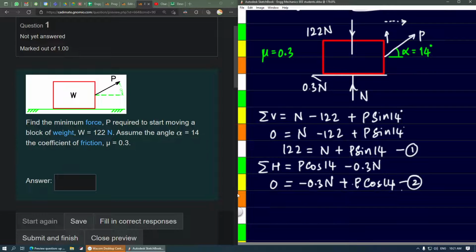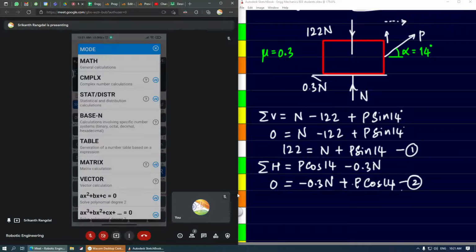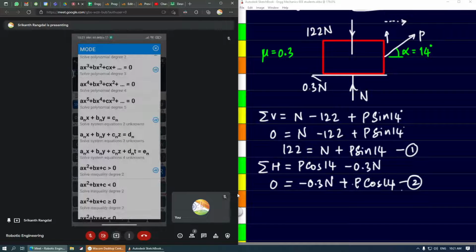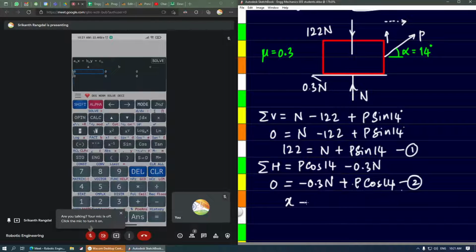Now let's solve the equations using our calculator. We are already in the equation format, which you can go for mode and choose an equation containing x and y. So this at the top you can see is the standard format, ax plus by equal to c, and accordingly we'll have to take the coefficients. So in place of x in our calculator, let us assume N, and in place of y in our calculator, let us assume P.